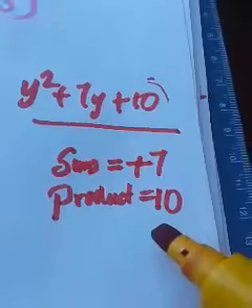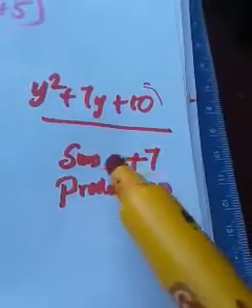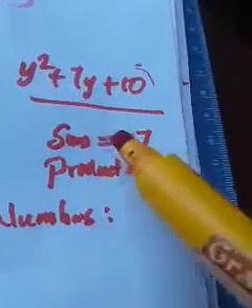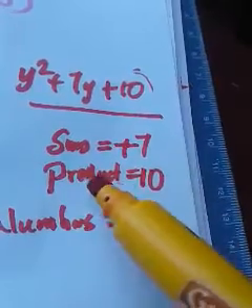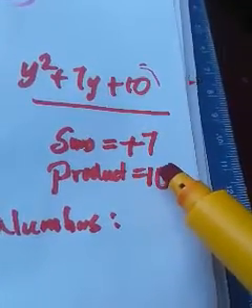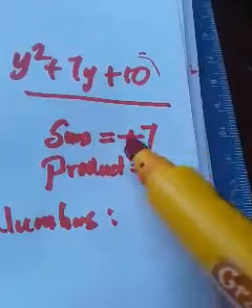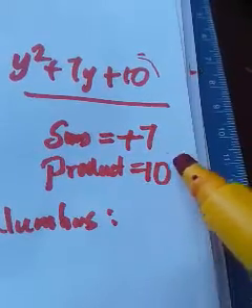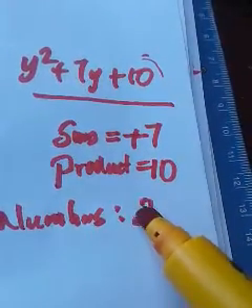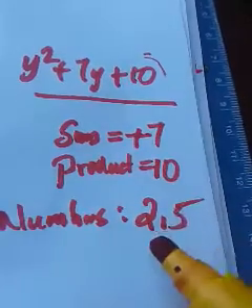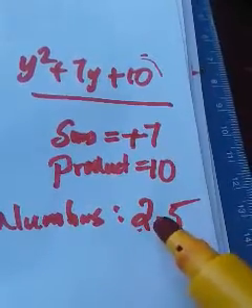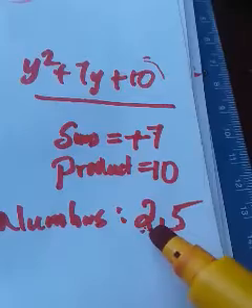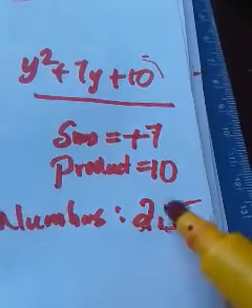You may understand this much, no? After that, you have to think in such a way that you find two numbers such that their sum should be 7 and product should be 10. Which numbers are they? 2 and 5. Why? Because when you take the sum of 2 and 5, we get 7, and when you multiply 2 and 5, we get 10.